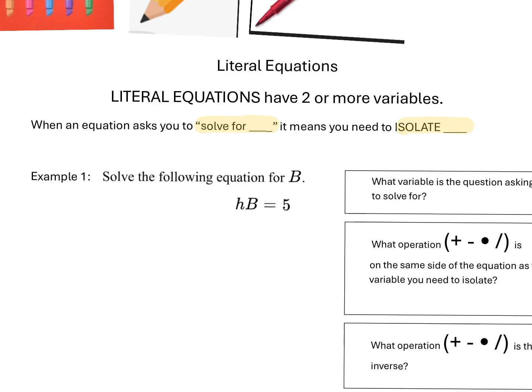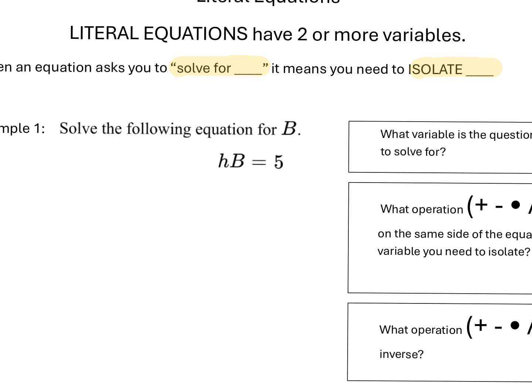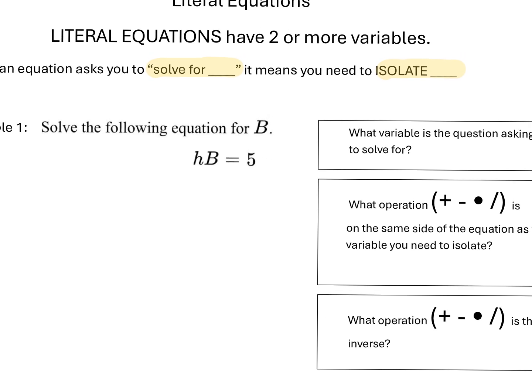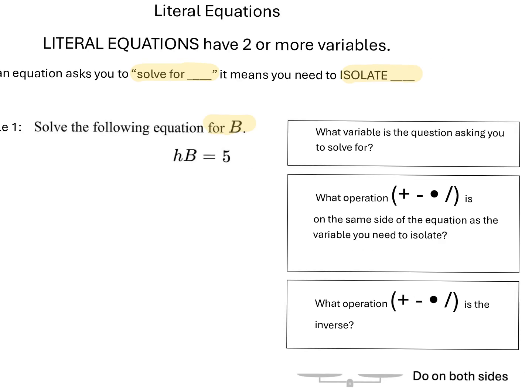So, for example, in problem number 1, you see that we have here an equation that has two variables in it. So it is a literal equation, and it is asking us to solve for b. So that means if we are finished with our task, by the end of the problem, we should have a b all by itself, isolated on one side of the equal sign.